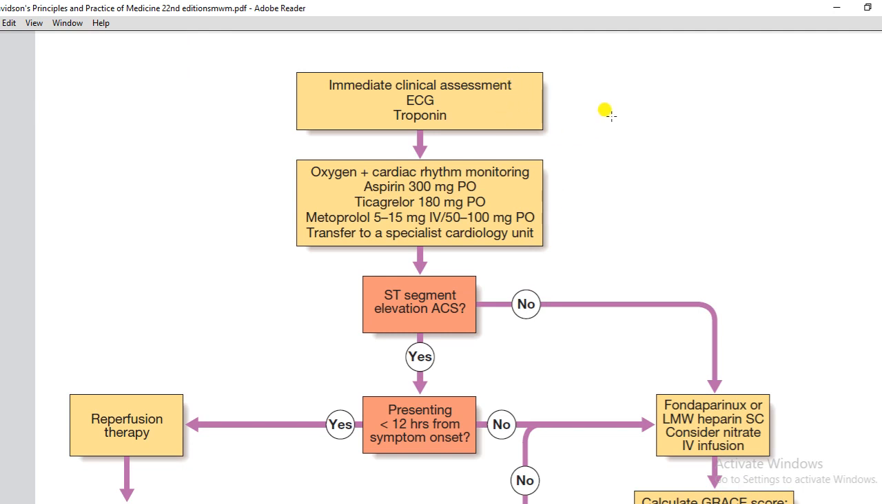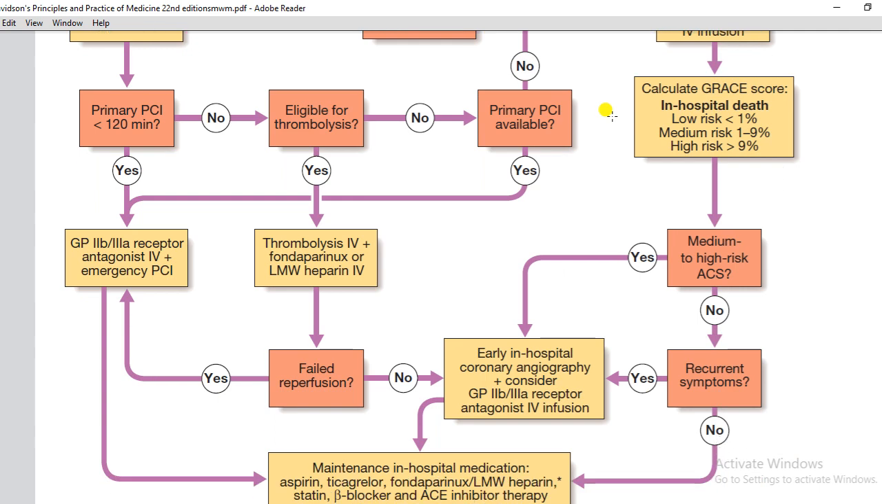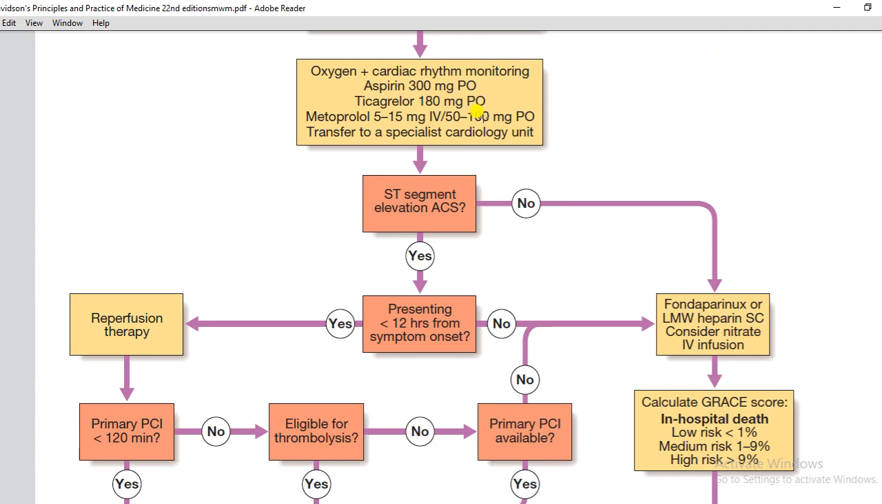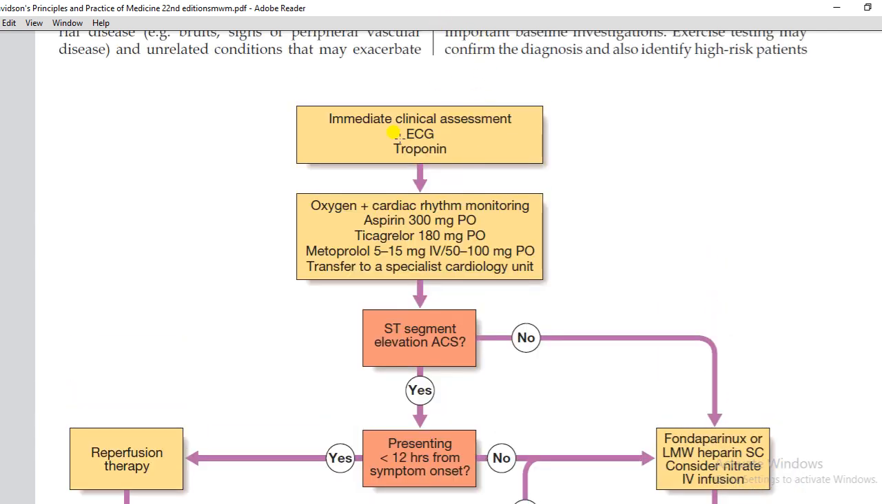So, how do we manage a patient with acute coronary syndrome? Initial treatment summary: at first there should be immediate clinical assessment, ECG, and troponin, the cardiac biomarker test. Then oxygen plus cardiac rhythm monitoring should be performed. Aspirin 300 mg orally and ticagrelor 180 mg orally should be given. Metoprolol should be given. Transfer to a specialist cardiology unit should be done.